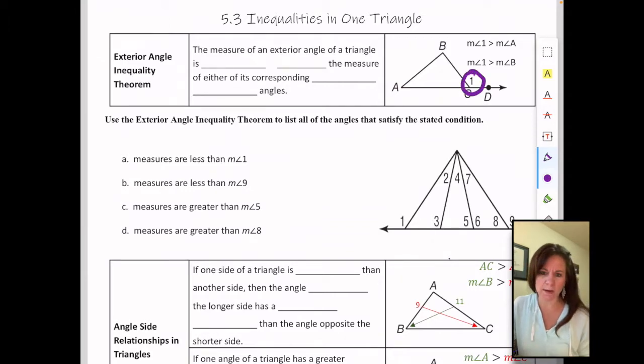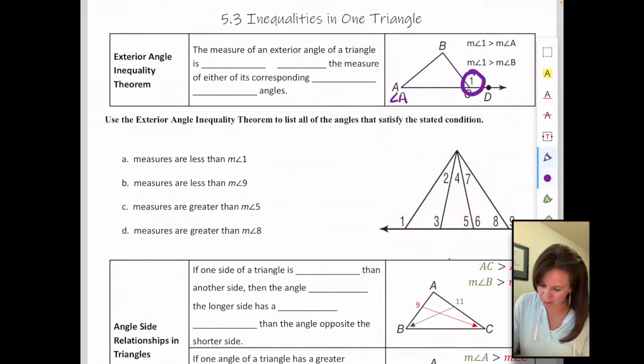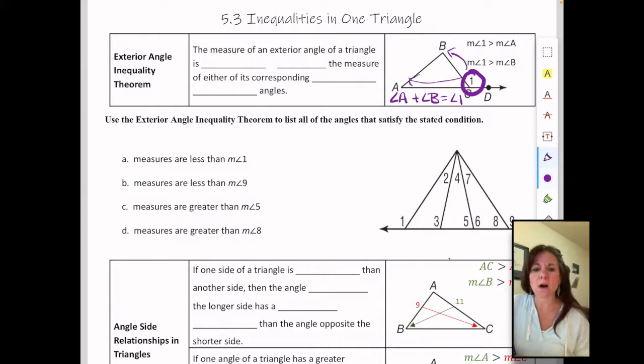Let's say angle 1 is an external angle, because it is. Okay, if we want to get the measure of angle 1, we could add angle A plus angle B, and that gives us the measure of angle 1 because A and B are the remote interior angles to the exterior angle of angle 1. So if we have to add A and B together to get angle 1, that means that both A and B have to be less than angle 1, right? Okay, so that's what this first part says.